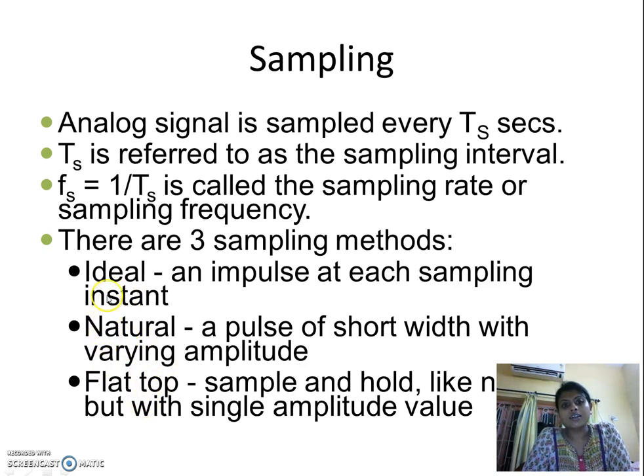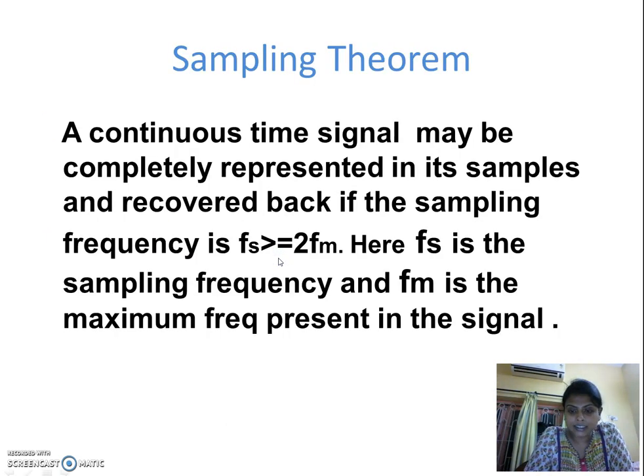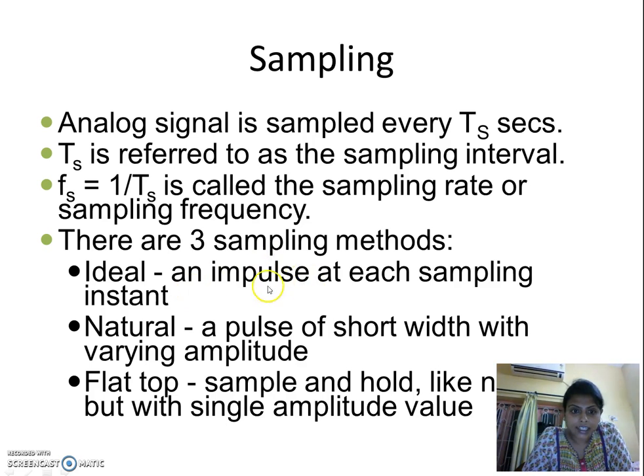When the modulating signal is sampled at each sampling instant, when we multiply it with a train of impulses, then we call it ideal sampling. For the case of natural sampling, a pulse of short width and varying amplitude we get. Here what happens, the modulating signal is multiplied with a train of pulses.